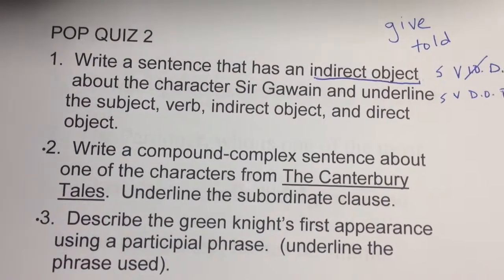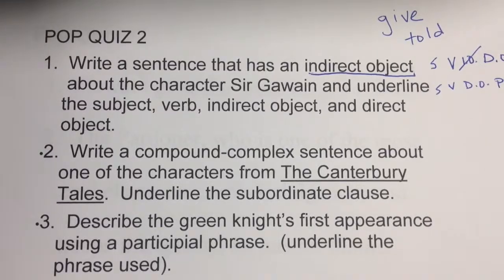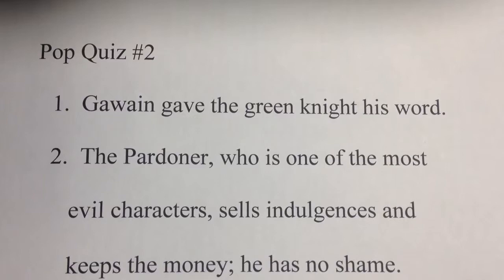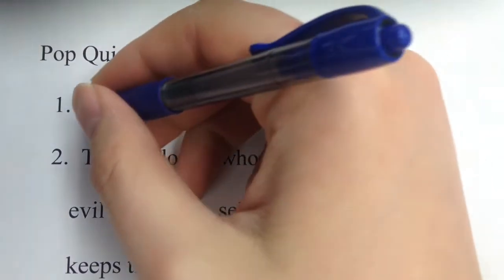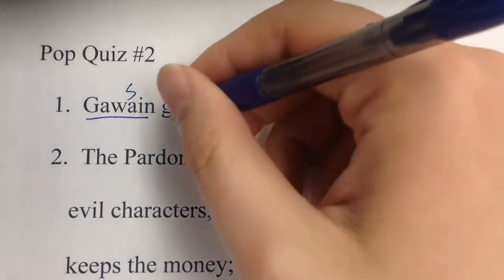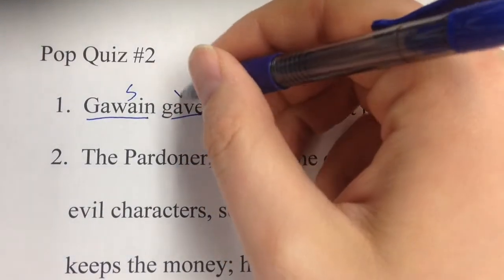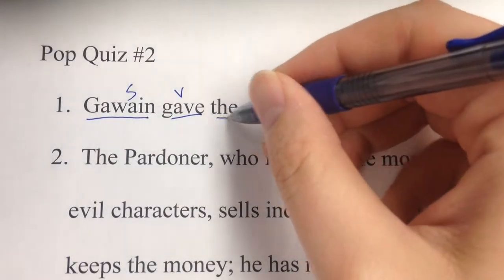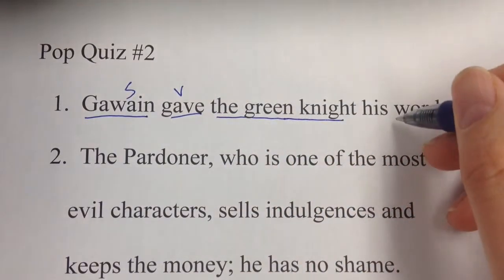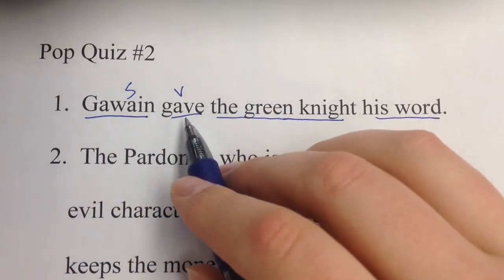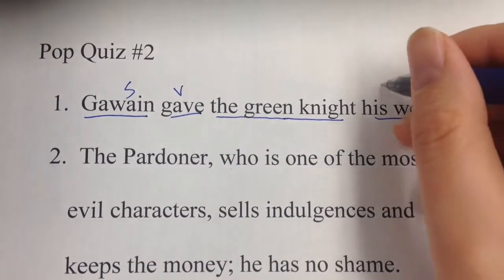Anyway, here's the sentence that uses an indirect object appropriately. Gawain gave the Green Knight his word. So here's our subject, Gawain, gave, it's a verb. And then we have the Green Knight, and we have his word. So the thing that Gawain actually gave was his word. So this is our direct object.